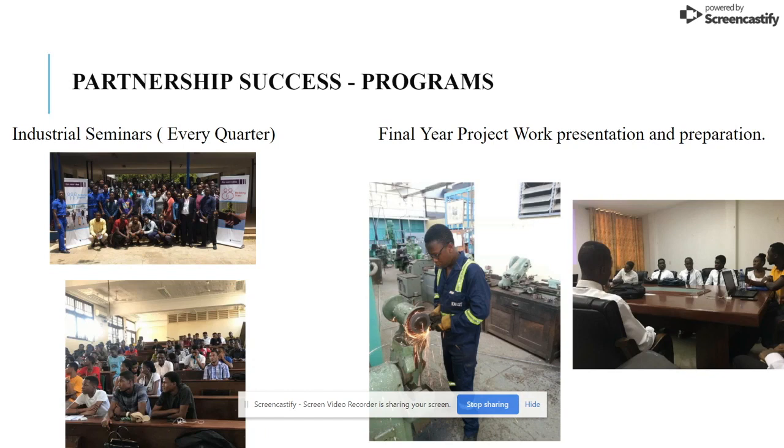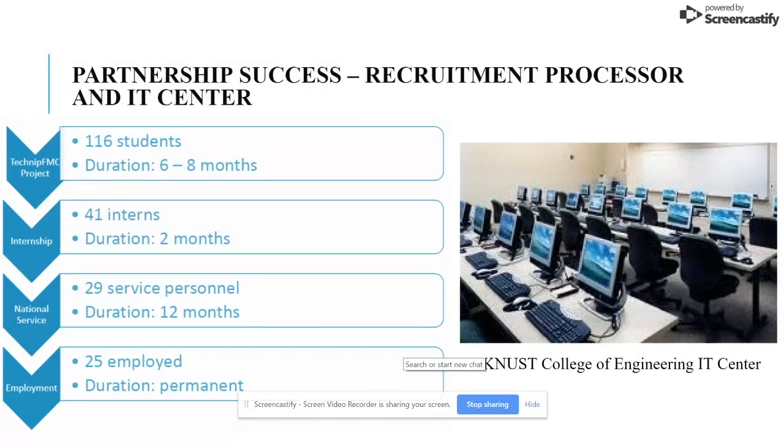We also supervise the 2 project topics that are given to the final year students from the beginning till the end of every year. For the past 7 years, 116 students have worked on project topics that were proposed by Technip FMC Ghana. These usually last for about 6 to 8 months. 41 students out of the 116 were given the opportunity to have a 2-month internship with us. During this short period, they are able to get a summary of our various work activities.